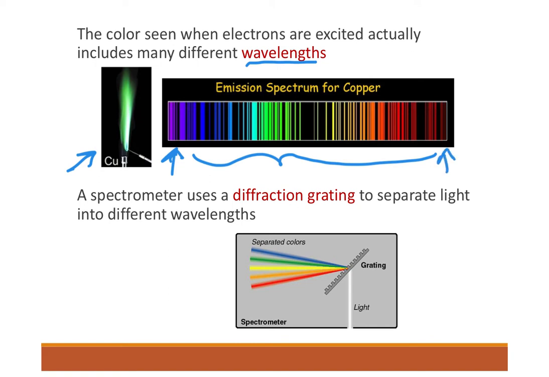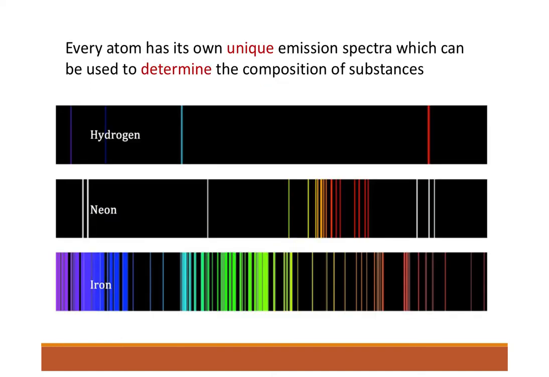There's a piece of equipment called a spectrometer, which uses a diffraction grating, which is kind of like a very sophisticated prism, to separate the light into all these different wavelengths. And every atom has its own unique emission spectra, where that atom will only give off these particular wavelengths when those electrons have been energized.